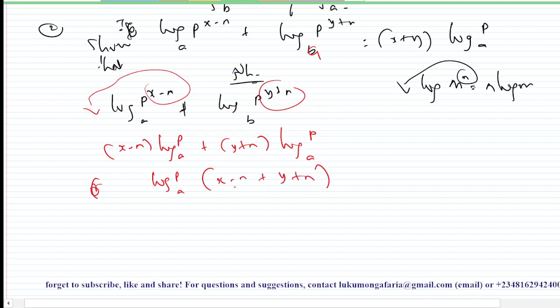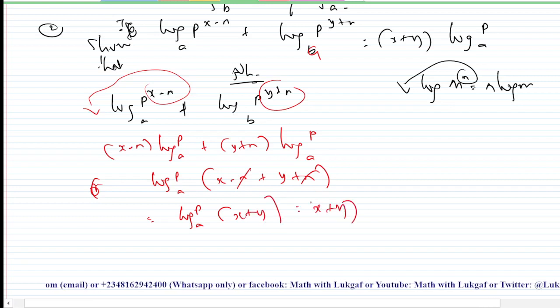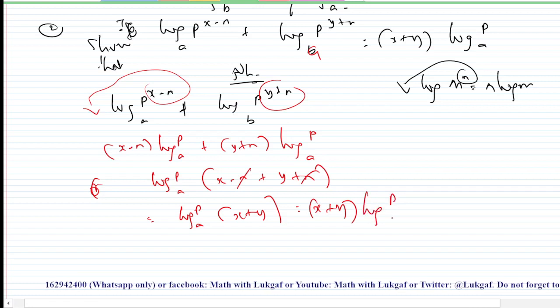Y plus n, and minus n, we cancel minus n. What do you have left? You have log p base a, s plus y. Then your quadratic, multiplication is commutative, so this is the same as this. You understand? It is very simple, isn't it?